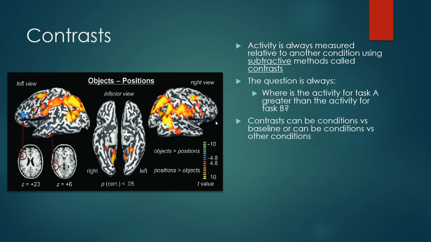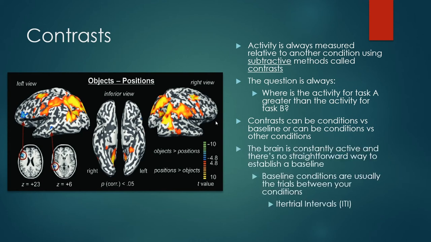So the question is always, where is activity for task A greater than task B? And so when you look at these different types of figures that are in fMRI research, you're always going to see this is the contrast. This is saying, show me where objects are greater than positions. So when they're just thinking about what an object is versus when they're thinking about where the object is. That's saying take all of the activity when they're looking at objects and subtract all the activity from when they're looking at positions. And if you want to look at the flip side, you take all of the activity from when they were looking at positions and you subtract out all the activity from when they were looking at objects. That's everything that's done in MRI is done that way.